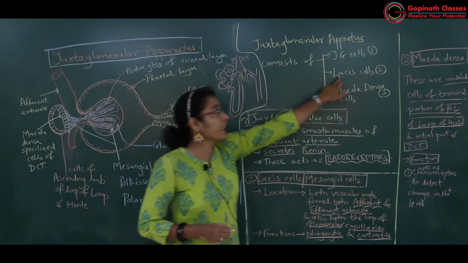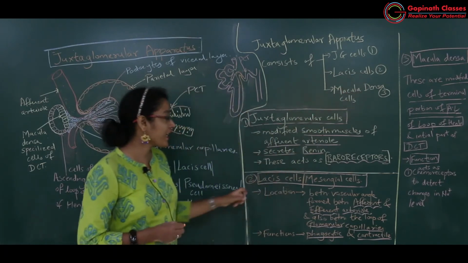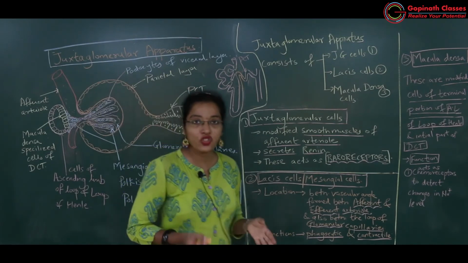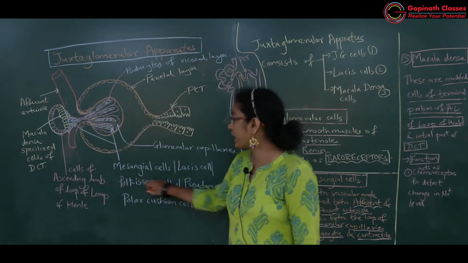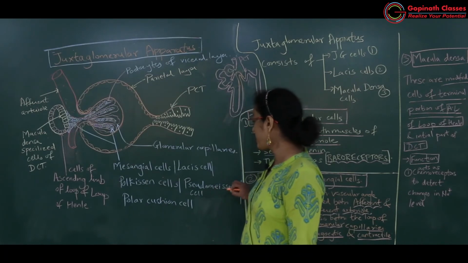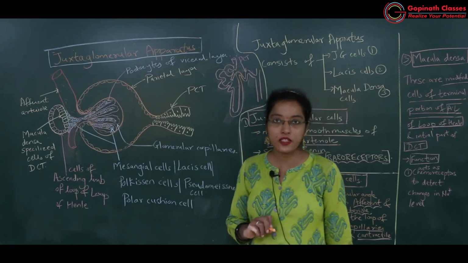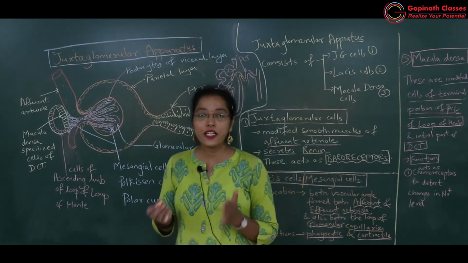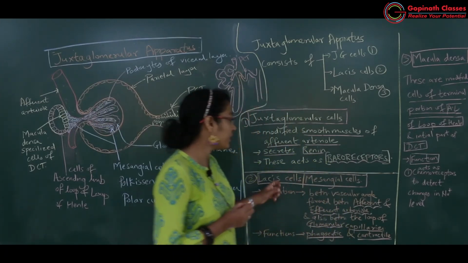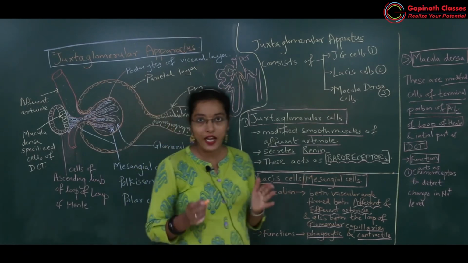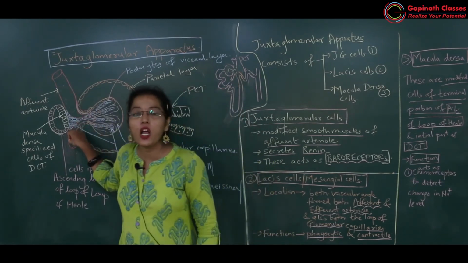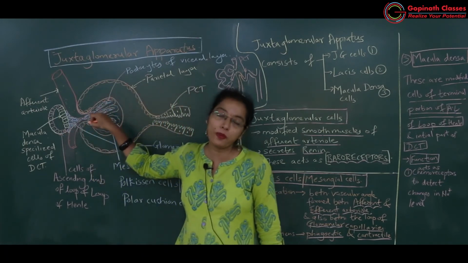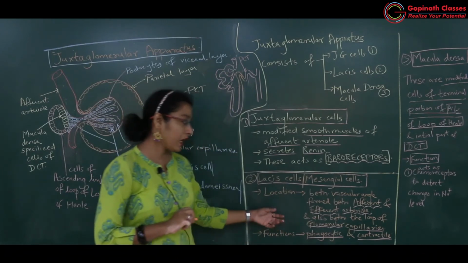Now next cell, that is Lassi cells. Lassi cells are also known as mesangial cells. Okay, mesangial cells or else Pulchison cells or pseudo Meissner cells or polar cushion cells. There are several names for these cells. क्या है ये cells? These cells are the cells which are present at the angle of afferent arteriole and efferent arteriole, as well as at the loop formed between the glomerular blood capillaries.